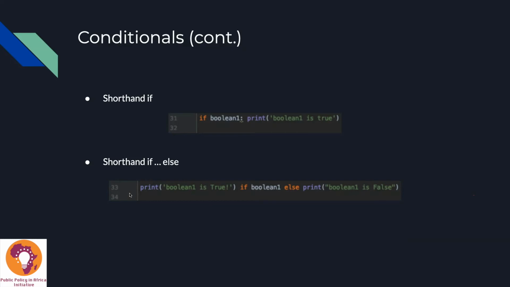Okay, cool. So in this particular case, we have this value, Boolean 1 is true if Boolean 1 else Boolean 1 is false. So what happens here is you put what you want to happen in the case that your Boolean evaluates to true, and then you have your if, and then you have the Boolean expression that you're evaluating, and then you have your else, and then you have what you want to happen in the case that your Boolean expression evaluates to false.